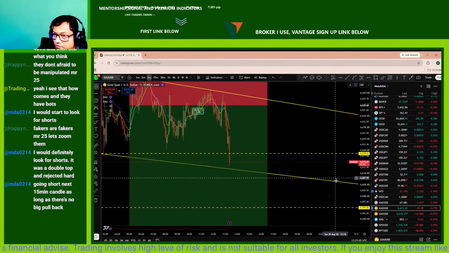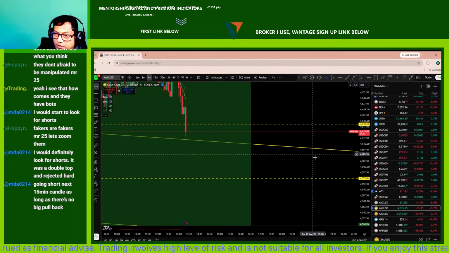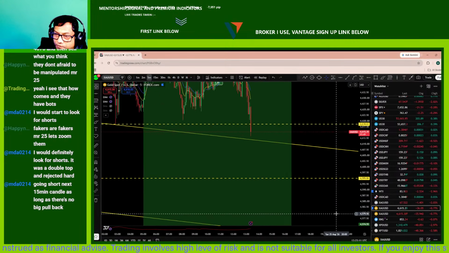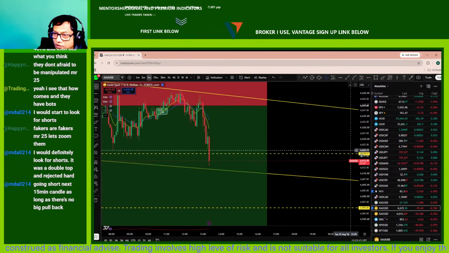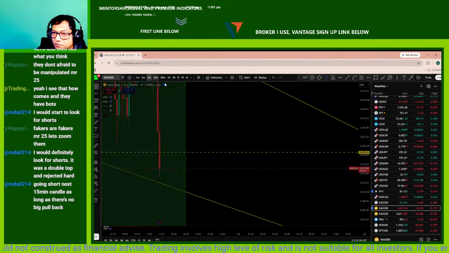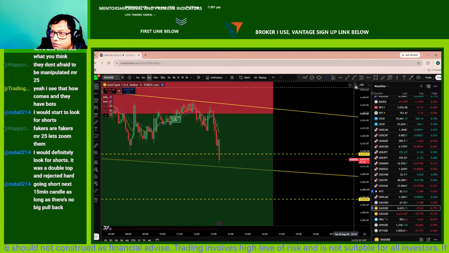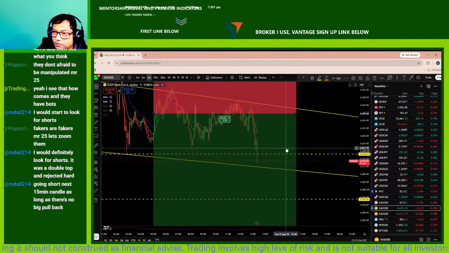Okay, you can see the break of support, and that can create a significant move down back below here in this area, which is the recent support level.